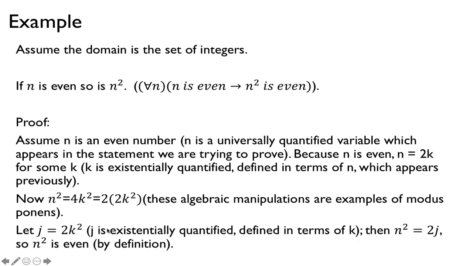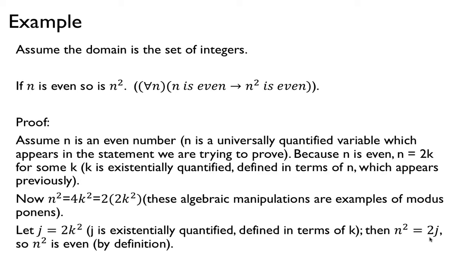Notice that if I let j be 2k squared, j is existentially quantified, defined in terms of k. This says that n squared is 2j, so n squared is even by definition. This is a standard number theory proof in math. Number theory is very simple and allows us to see examples of how to prove things in the context of a certain interpretation.